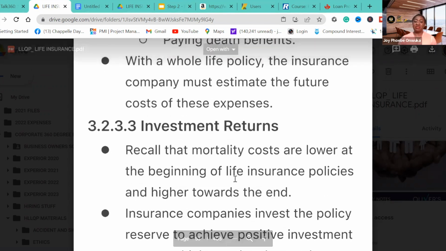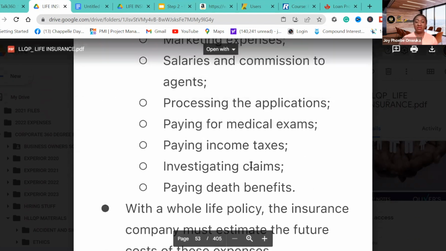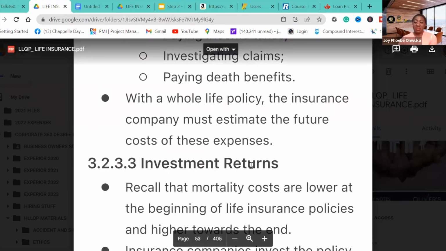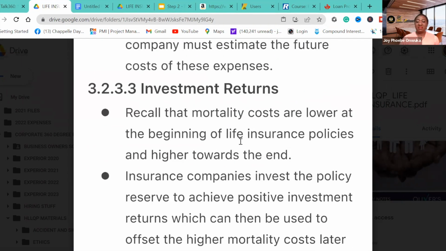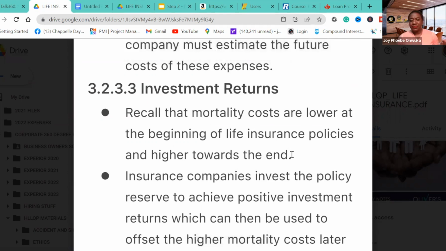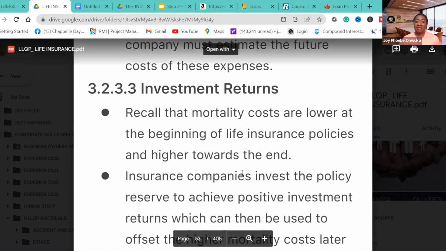Now, investment returns. We've talked about the expenses. Now let's take a look at the investment returns. Recall that mortality costs are lower at the beginning of life insurance. Well, yeah, that's typical because when people are younger, the mortality rate is lower. But as they get older, the mortality rate increases, and that increases the mortality cost. And higher at the end.